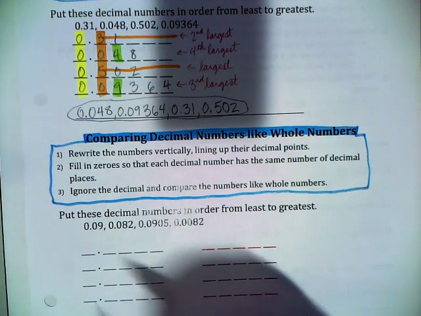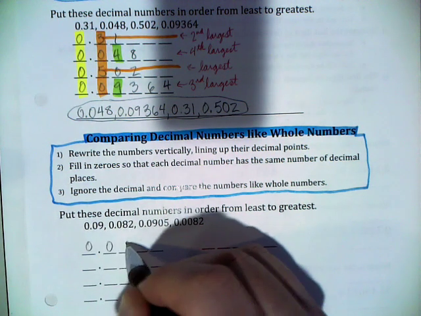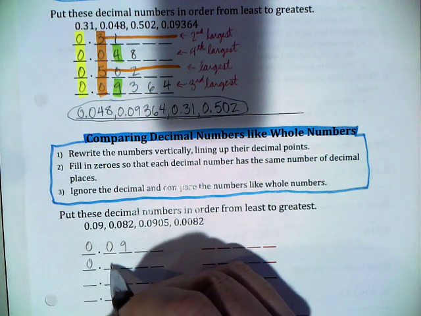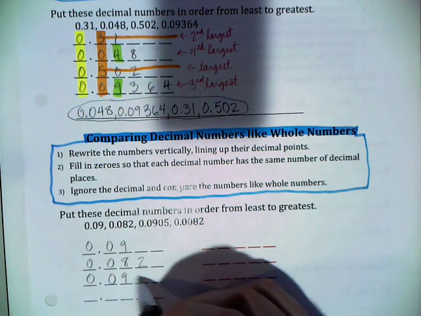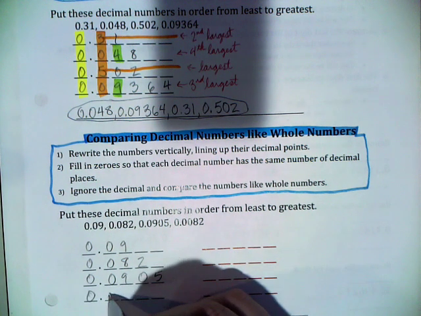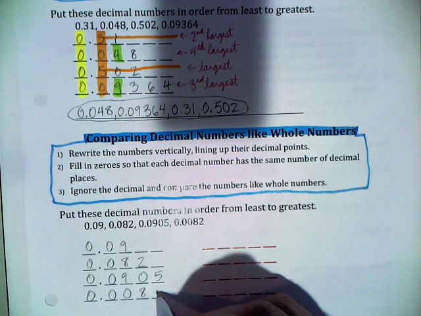So for this problem, I'm going to take my 0.09, my 0.082, my 0.0905, and my 0.0082.